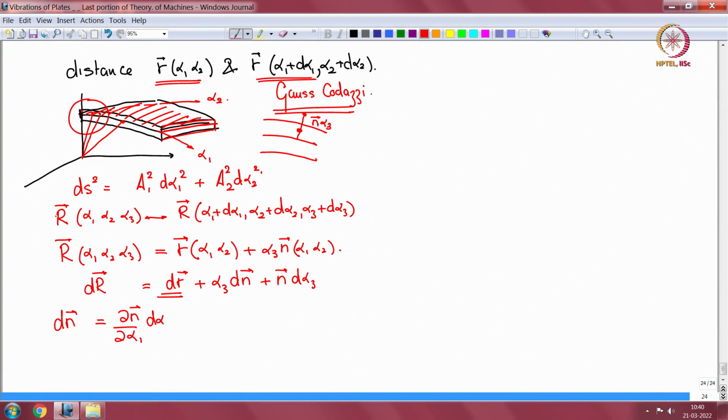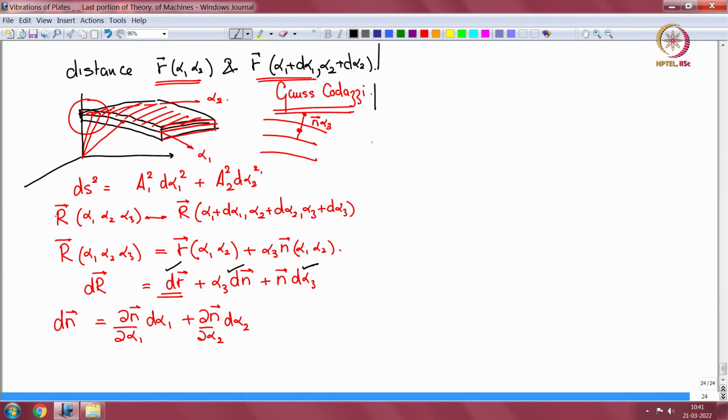d alpha 1 plus del n by del alpha 2 d alpha 2. Okay. So, this part is known from the previous situation, this part we just wrote, and n is the local normal, we move d alpha 3 in the local normal distance, direction.